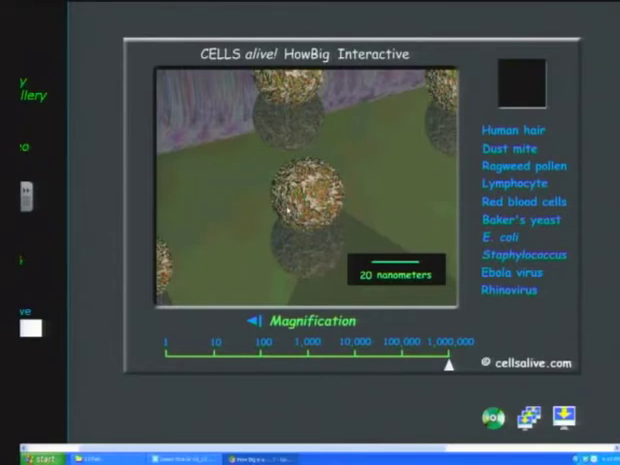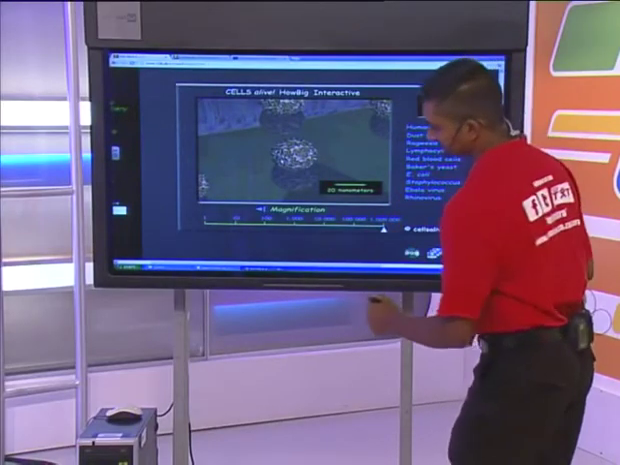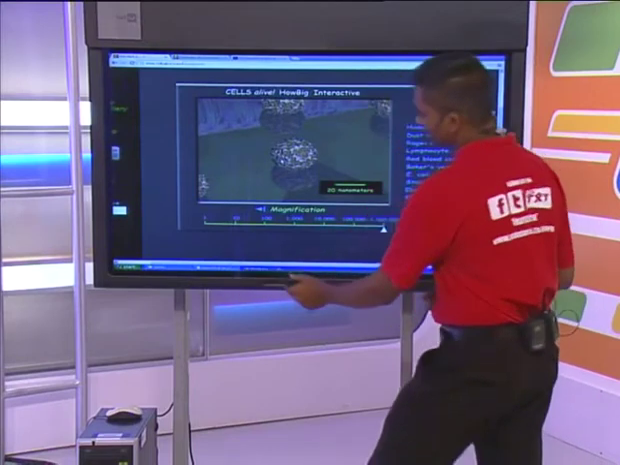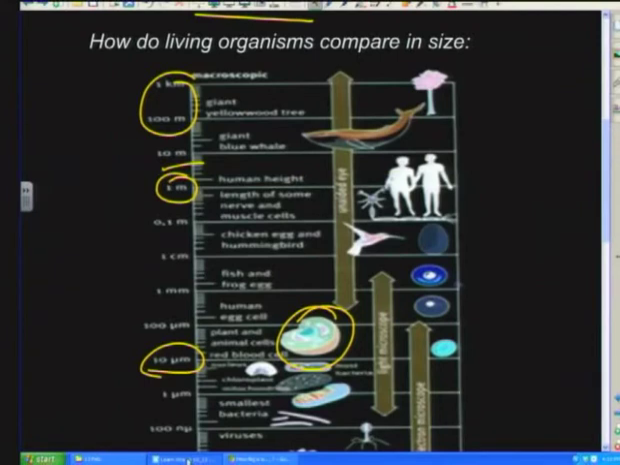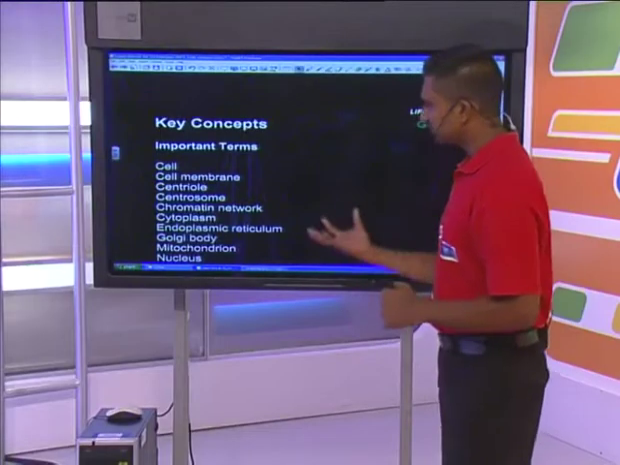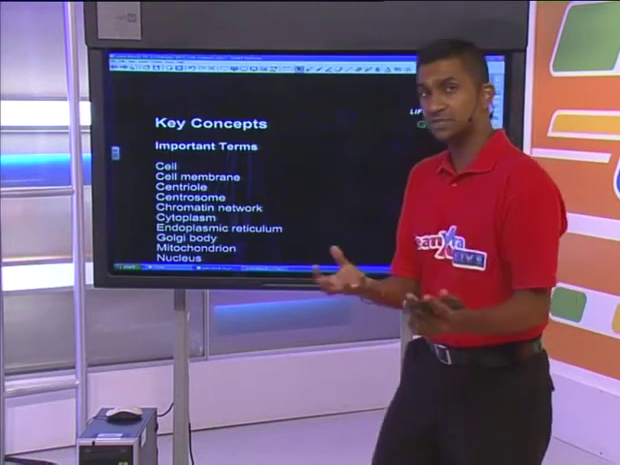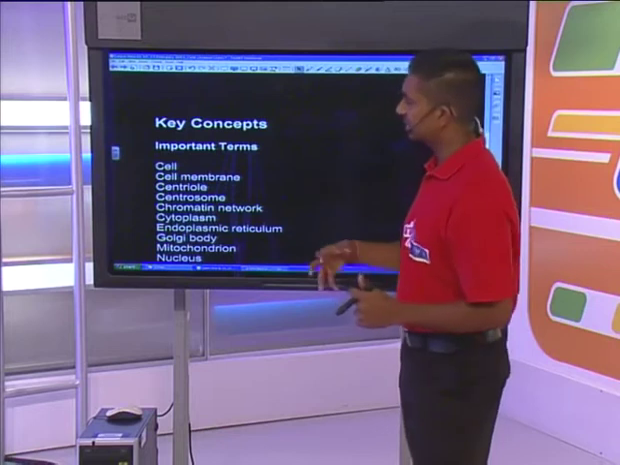So you can play around with this, guys. The link is attached to the notes. It's on Facebook as well. It's quite interesting to play around with these different learning tools. And remember, the more you interact with these, especially with a topic like cells, when you actually cannot see cells in real life, you've got to use technology, you've got to use media to try and enhance your learning.